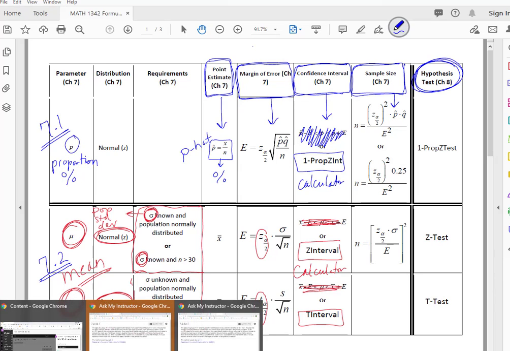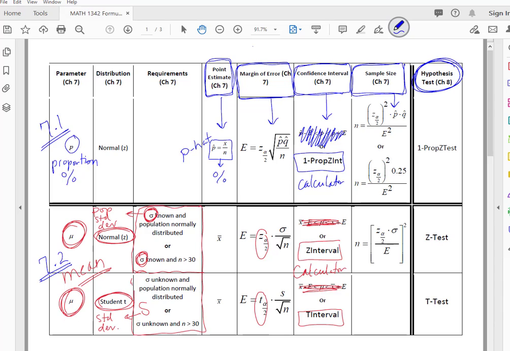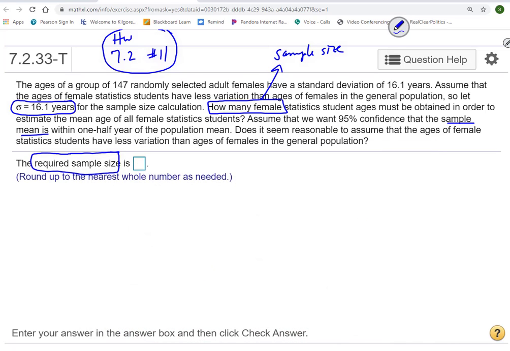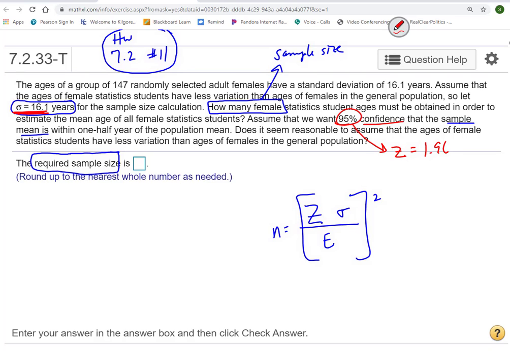So you're looking for a Z-score, a sigma, and an E, and all of that will be squared. That's our formula. When we look back, obviously we've already got the sigma. They just flat out told us that. The 95% confidence is going to tell us that Z is 1.96. That's one of the ones on your chart, so you don't have to work it out.